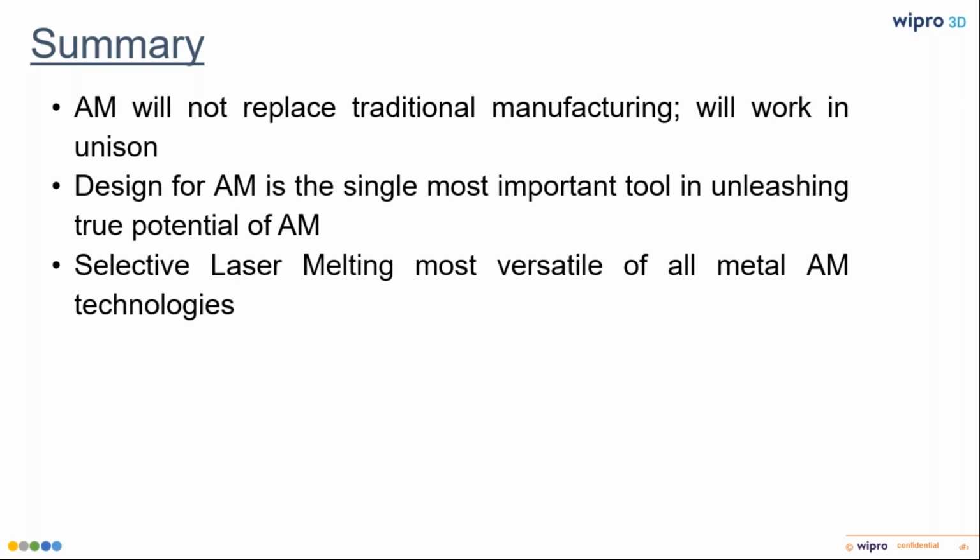So yeah, in summary, the main 3 points I would want to highlight are: additive manufacturing will not be replacing traditional in any way. It will work in unison. Design for additive manufacturing is the single most important tool in unleashing the true potential of additive. And selective laser melting is possibly the most versatile of all metal AM technologies, which is what makes us sector agnostic and application agnostic, because we have the capability to process a wider array of materials using this technology. So yeah, that concludes my session for today, and thank you all for being here, and I would be open to answering any questions from the audience or from the faculty members.